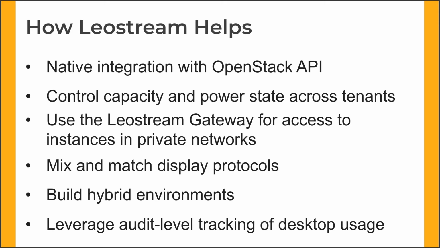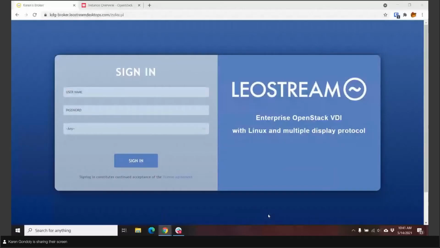So to kind of show this in action, let me share my screen and hide that guy. So here what you see is the front end for the Leostream connection broker. Now this is fully customizable, so if you are an MSP looking at building a solution on OpenStack, you can brand this with your logos and your colors, HTML and CSS, you can go crazy.